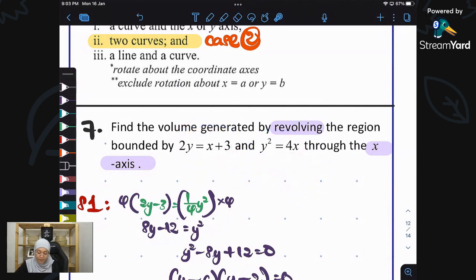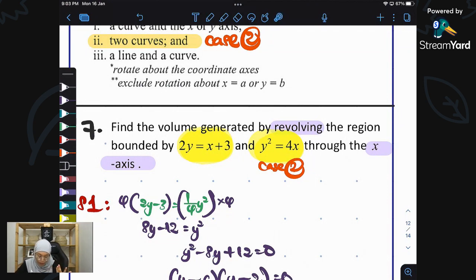Basically, two curves in the question means this is case number 2. By practice, over time you will see that this is case 2, this is case 3, this is case 1. It's okay, don't worry. We are learning. Alright, so here we go.